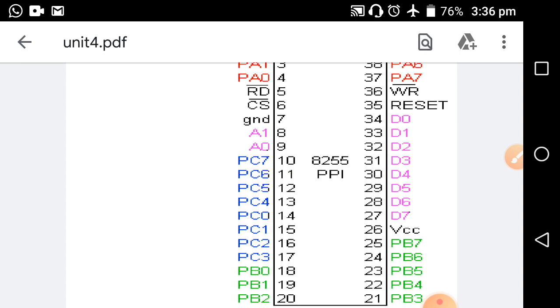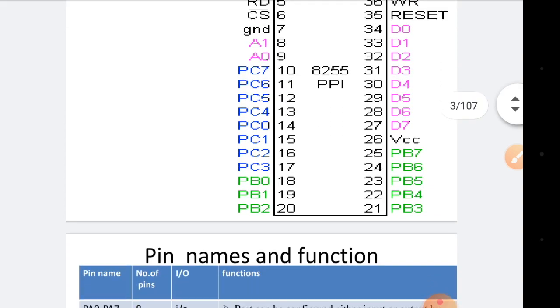So pin number 37 and pins 34 to 27 are used for the data lines, and these data lines are connected to the microprocessor directly. And port B starts from pin number 18 to pin number 25 in this manner. So PB0, PB1 and PB2 are at pin numbers 18, 19 and 20, and PB3, PB4, PB5, PB6 and PB7 are from 21 to 25.